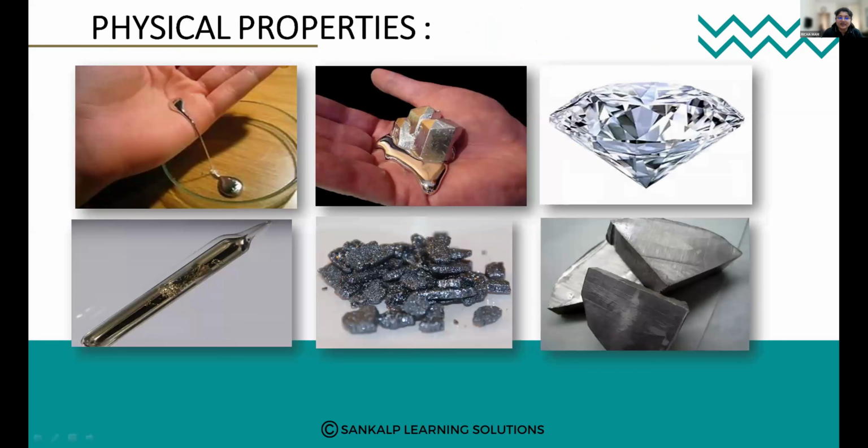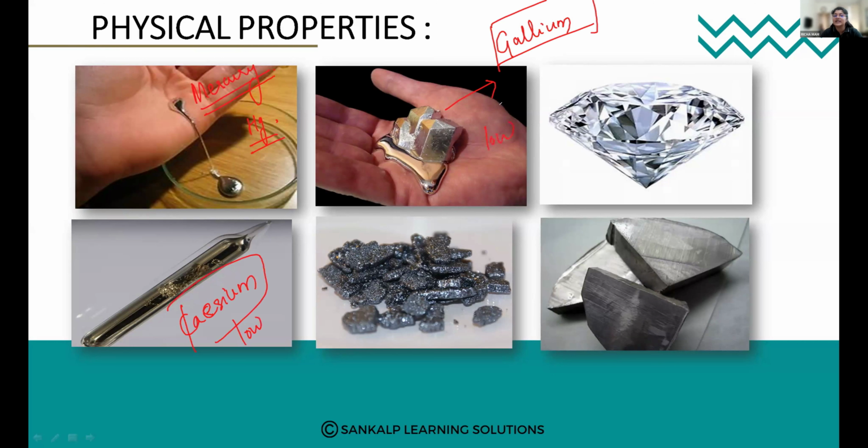Here you can see the first one is your mercury. Mercury is liquid. All the metals are solid except mercury. This is your gallium. All the other metals have a high melting point, but gallium and cesium have a low melting point. If you hold them on your palm, they get melted, right? They generally have a low melting point. So these are the two exceptions.